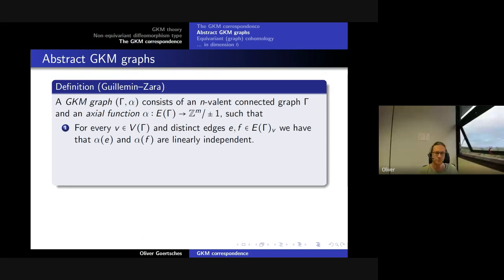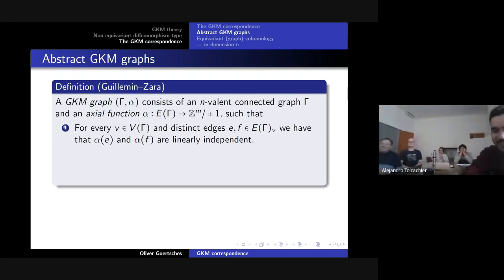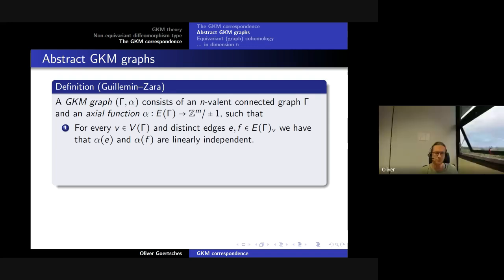The GKM condition said that my one skeleton is two-dimensional, and consists of a finite union of two spheres. Put differently, this means that if I have two weights of my isotropy representations, then they cannot be linearly dependent. Because if I had two weights that were linearly dependent, they would have a common kernel, and the corresponding fixed point manifold would be at least four-dimensional and contained in the one skeleton. This is not the case. So for a GKM action, all these weights of my two spheres are pairwise linearly independent.